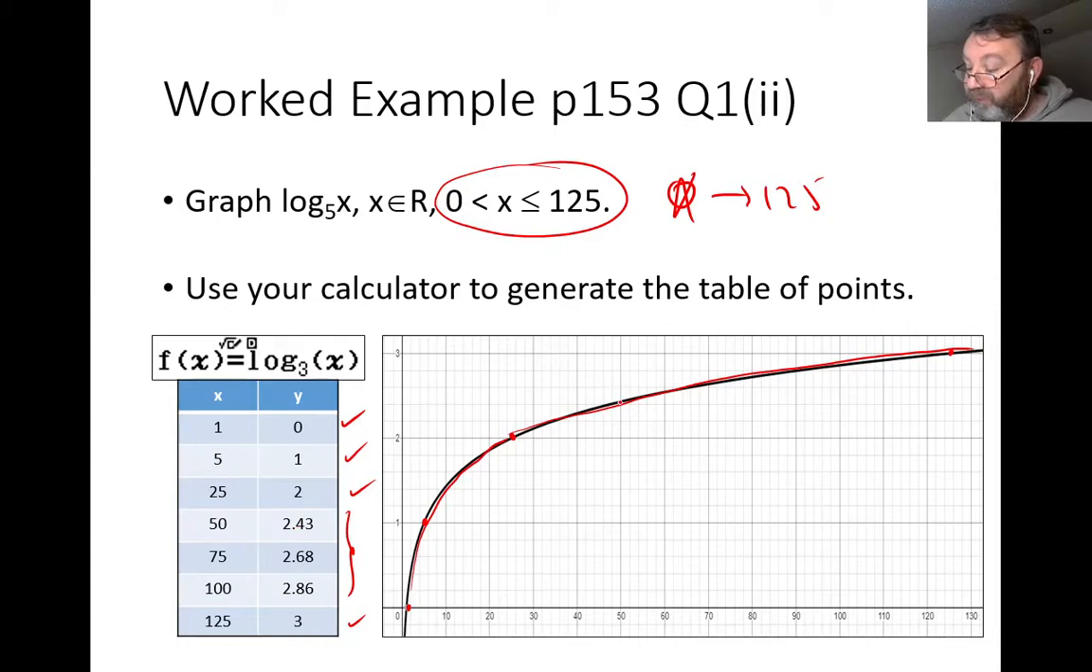50, well, there's that point there. Then you've got your 75, that's that one there. And then you've got your 100, which is that point there. So you can put those points in after you've drawn the graph. A little bit of a cheeky way to do it, but you can do it nonetheless. Okay.